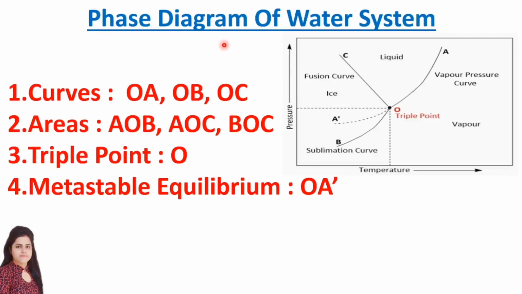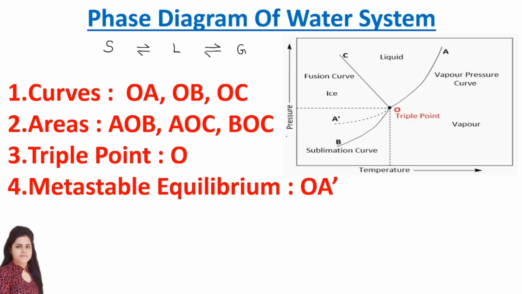Students, water is a one-component system because it's a single compound, but it can exist in three states. What are these three states? We know that water can exist in the solid state as ice, in the liquid state as water, and in the steam or vapor state as gas. These three states are interconvertible if you change the pressure and temperature.